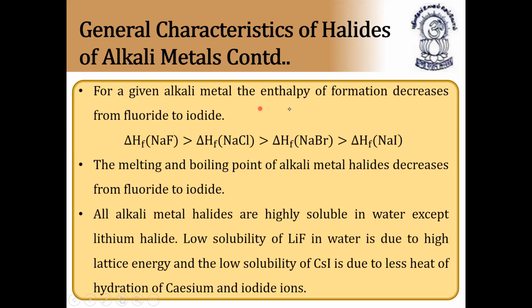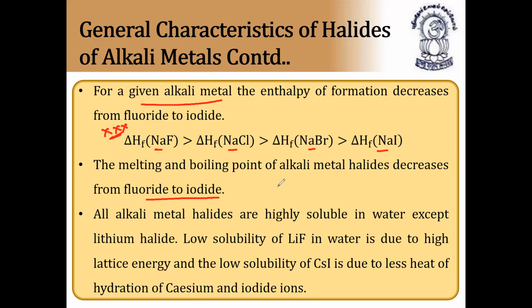For a given alkali metal, the enthalpy of formation decreases from fluoride to iodide. Fluoride is more, next chloride, next bromide, next iodide. So the enthalpy of formation decreases, very, very important, this order. That is, the heat of formation of sodium fluoride is greater than the heat of formation of NaCl, the heat of formation of NaBr is greater than the heat of formation of sodium iodide, within the same alkali metal, for a given alkali metal. Here we have taken the example of sodium. The same trend follows for all other alkali metals. The melting point and boiling point of alkali metal halides decrease from fluoride to iodide.